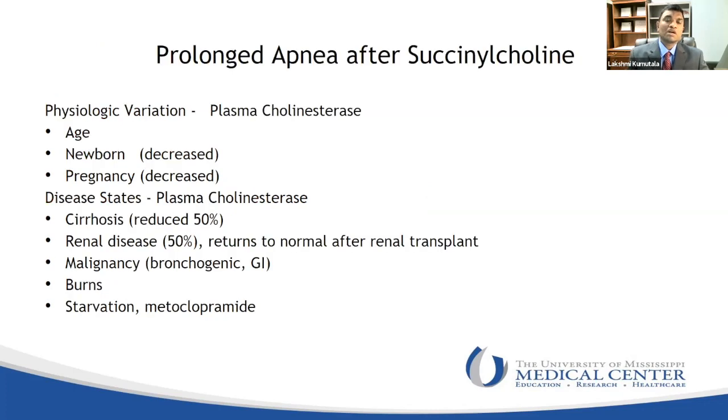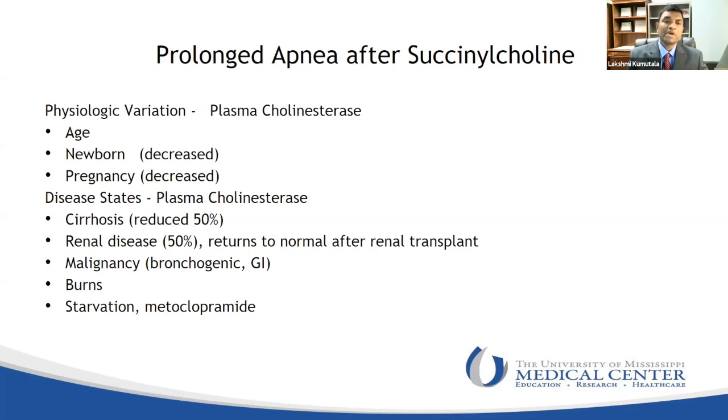One of the major significant complications with succinylcholine is prolonged apnea, mainly because of decreased or pathological variations in plasma cholinesterase. The physiological variations of plasma cholinesterase include a decrease in newborn patients and in pregnancy. Among pathological states with decreased plasma cholinesterase, in cirrhosis it is reduced by up to 50%, and it is also reduced in renal diseases.